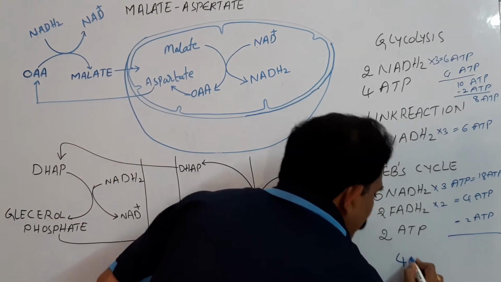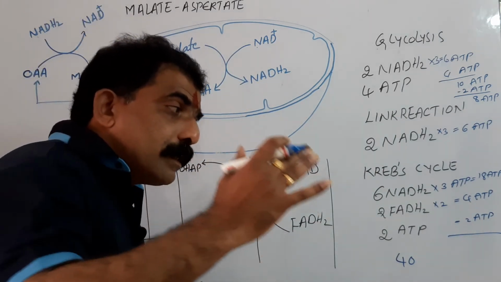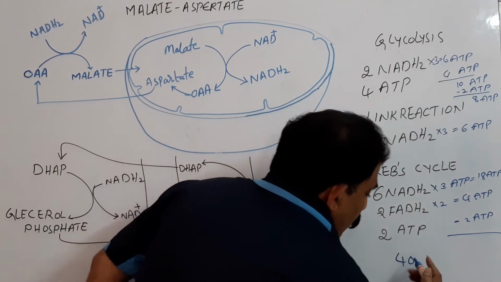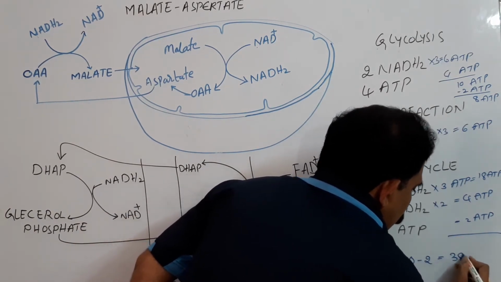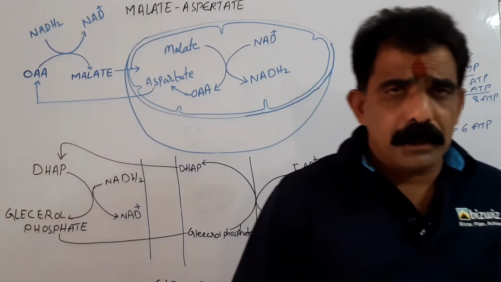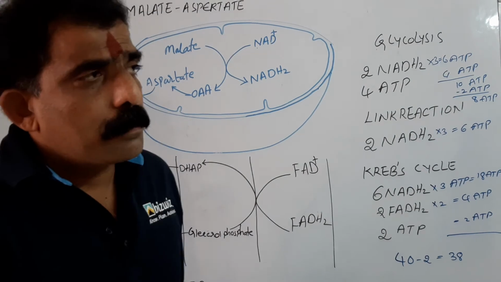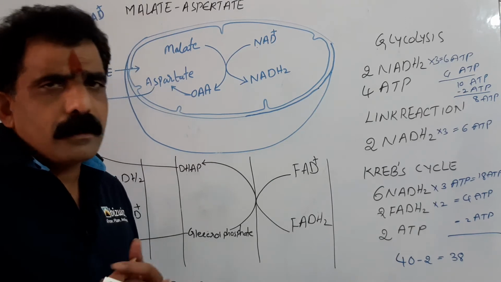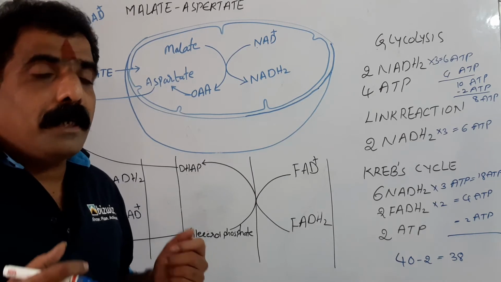So what is the total number of ATPs produced with the malate aspartate shuttle? If the malate aspartate shuttle is operated in aerobic respiration, the total number of ATPs produced is 40, minus 2 consumed, and the net gain is 38. So what is the net gain of ATPs in the case of the malate aspartate shuttle? 38. What is the total number of ATPs formed in aerobic respiration if the malate aspartate shuttle is operated? 40 minus 2, 38. Like this, in one case, cytosolic NADH2 is equal to 3 ATPs.